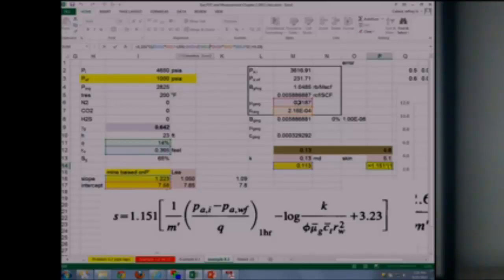4.9. These are given viscosity and total compressibility average, 40% RW. You sure you squared RW? Yeah, maybe I did. I did. Yeah, I think you did. So I can see my slope and intercept.